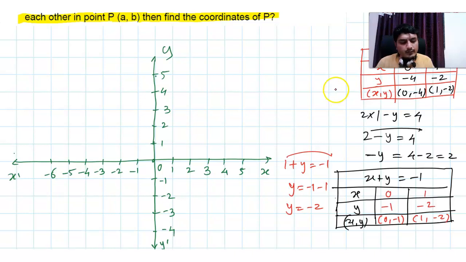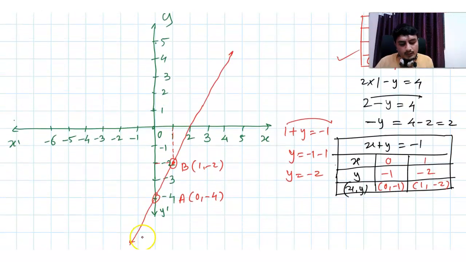So the first point, as per the first table, is 0, -4, which will lie on the y-axis. Once the point lies on the y-axis, its x coordinate is 0, keep in mind. So we have the point A having the coordinates 0, -4. Now the next point we have is 1, -2: 1 from the x-axis, -2 from the y-axis. Somewhere here we have point B, that is 1, -2. So let's draw the line passing through those two points, whose equation I am writing: 2x minus y equals 4.